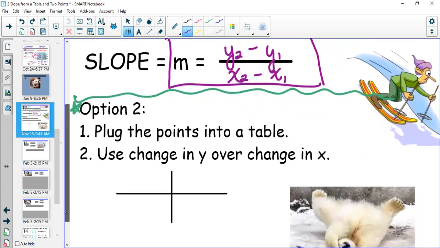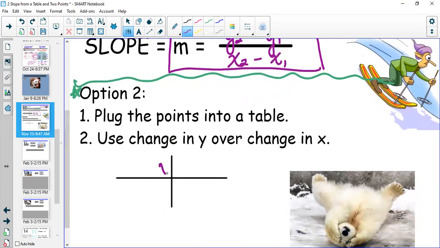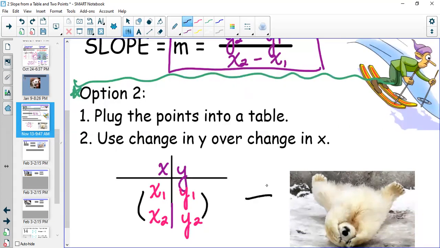Option 2, we are going to put the 2 points into a t-table and do exactly what we did prior to our commercial break. So what we just did with finding slope from a table. Given our 2 points, we would put our first x in the x column and our first y in the y column. And we'd put our second x in the x column and our second y in the y column. And we would find the difference between the two, and we would put the change in y over change in x. Okay, so that's option 2. Again, you guys can decide which one you like better after seeing both of these.